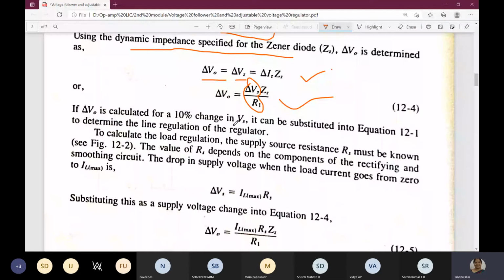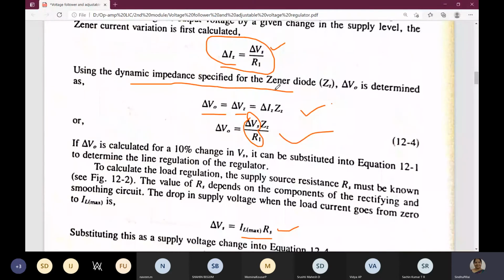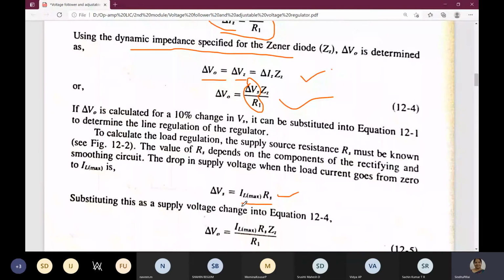For load regulation, we have to go with the load current, that we substitute as IL max into the series resistance. So delta Vs is equal to IL max into Rs. Just substitute the delta Vs value here. When I substitute delta Vs, what will happen? IL max into Rs into Zz divided by R1. So this is for load regulation. So we got two equations, one for line and one for load.